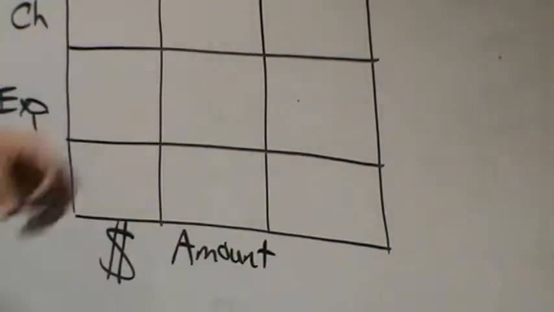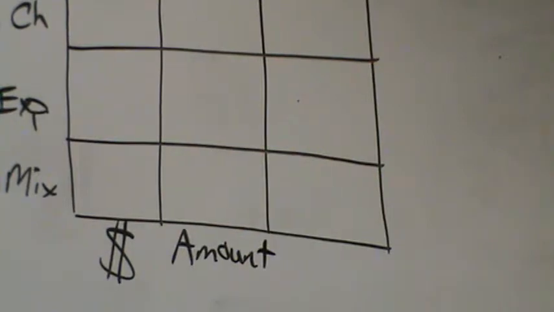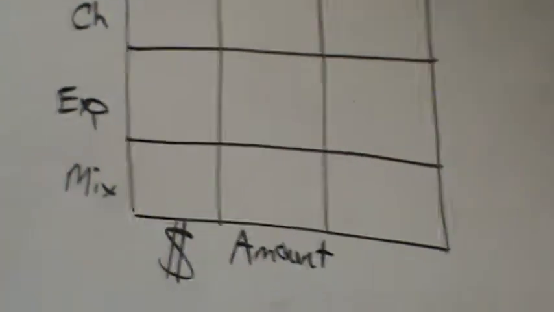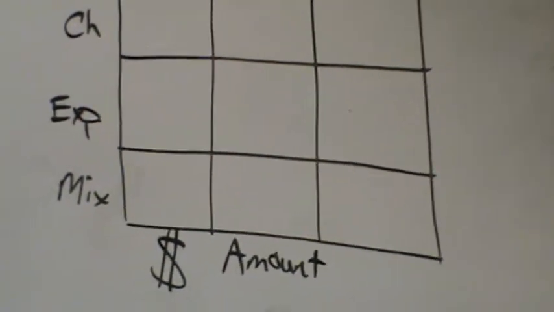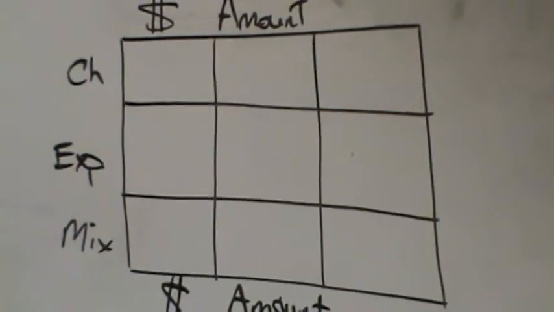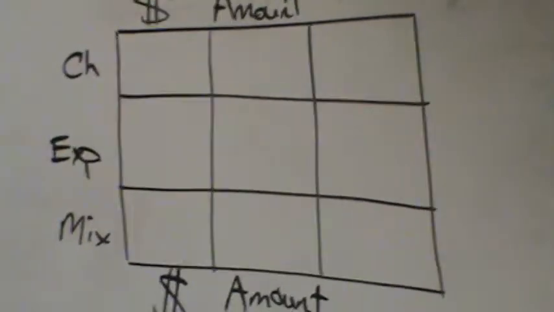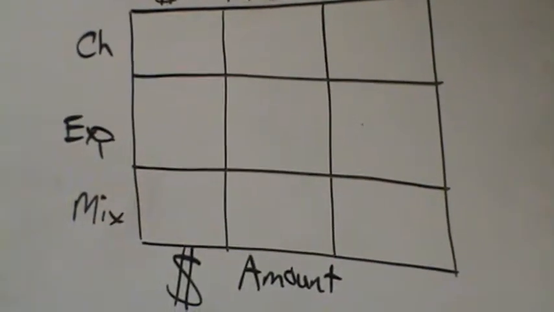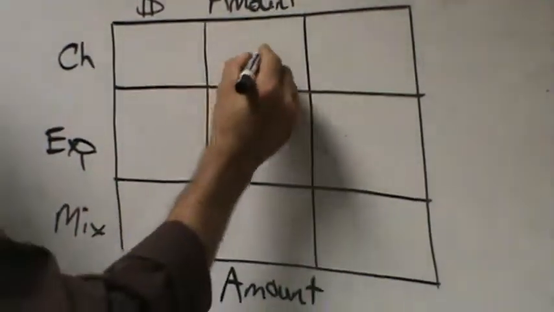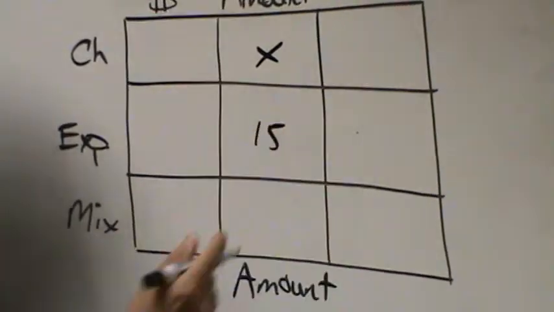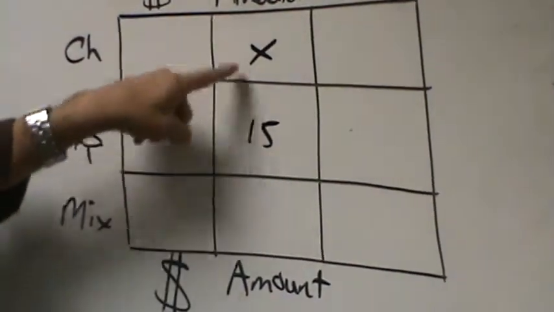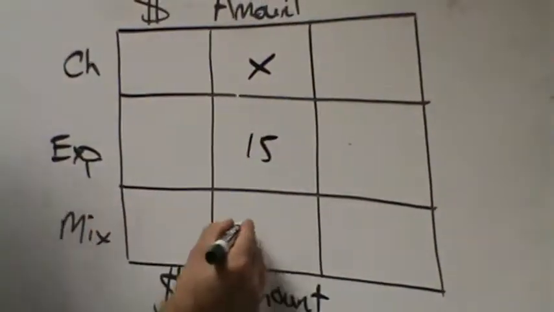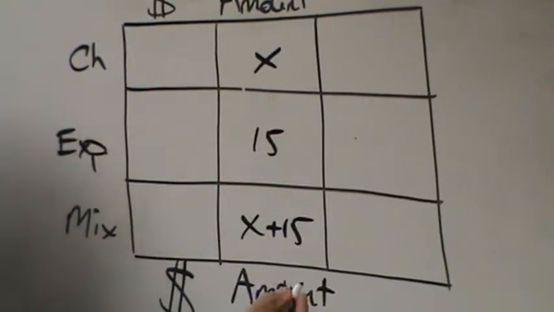One of these first two is going to be your x. One of those first two is going to be x. The other one, it just depends. Let's say that this is x and this is 15. If I give you the number there, add going down. This is x plus 15.